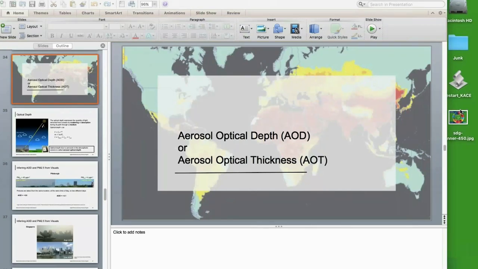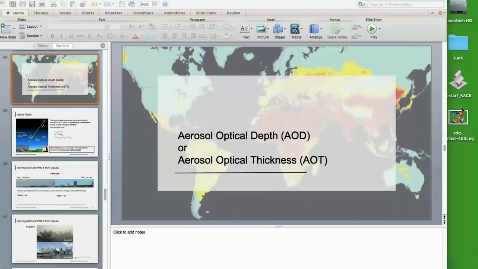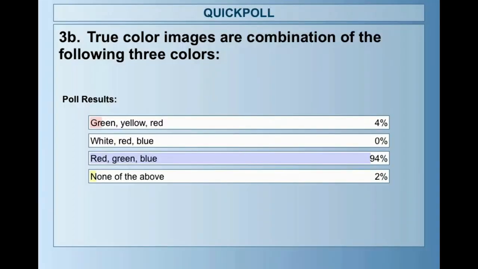The next question is another one which is related to true color images, and I'm launching it now. True color images, which we have just seen, are a combination of the following three colors. Okay, great. So as you can see from the response, 94% say it's red, green, and blue, and that is the correct answer. True color images are also called RGBs, which stand for red, green, and blue. That's another way to remember the color combination.